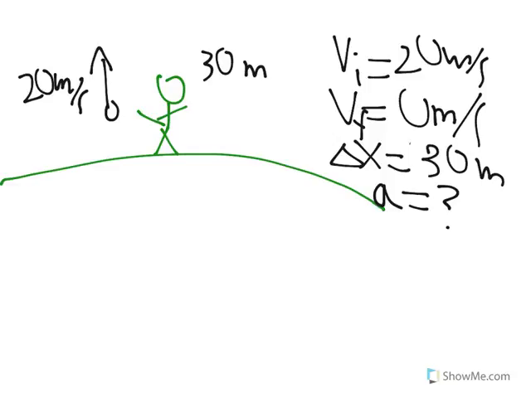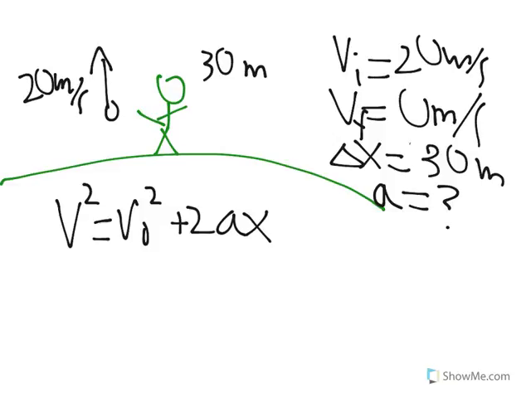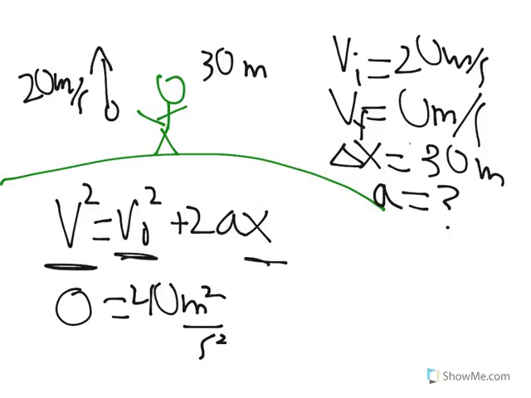So now we need some piece of data that uses all four of these and can solve for acceleration. And here we'll use v squared equals v naught squared plus 2ax, because it incorporates the three things we know, x, v naught, and v final. And v naught is the same as v initial, just the original velocity. It means the same thing. So we plug in: the final is 0 equals 40 meters squared per second squared plus twice acceleration times change in x, which is 60 meters times acceleration.